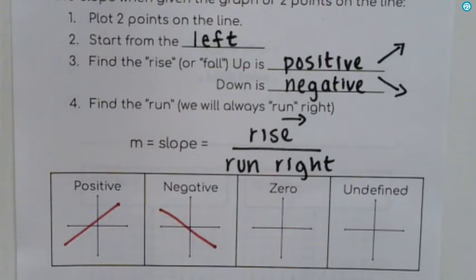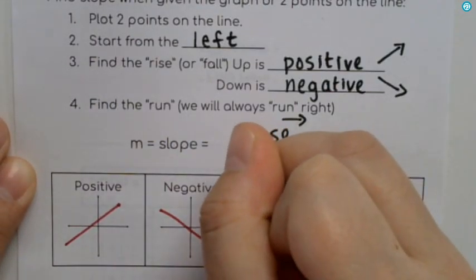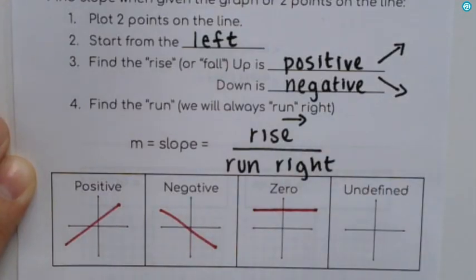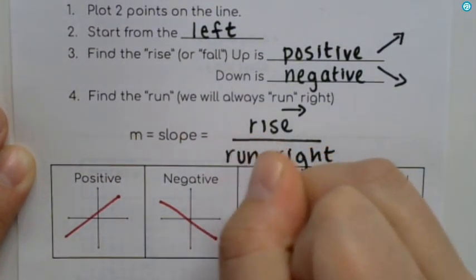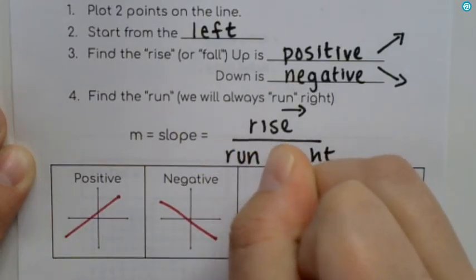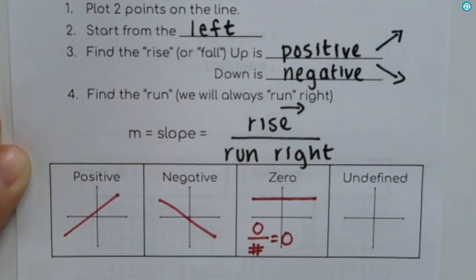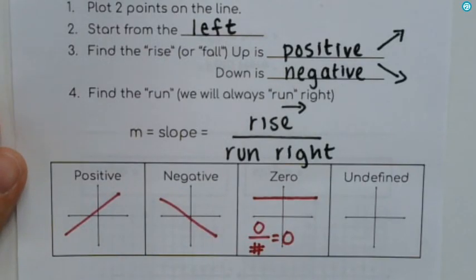What does a slope of 0 look like? Straight across side to side. So a slope of 0 is straight across side to side. And we are going to get that when we have 0 over any number, because that equals 0. So 0 divided by anything is 0. I just used a number sign to represent any number.